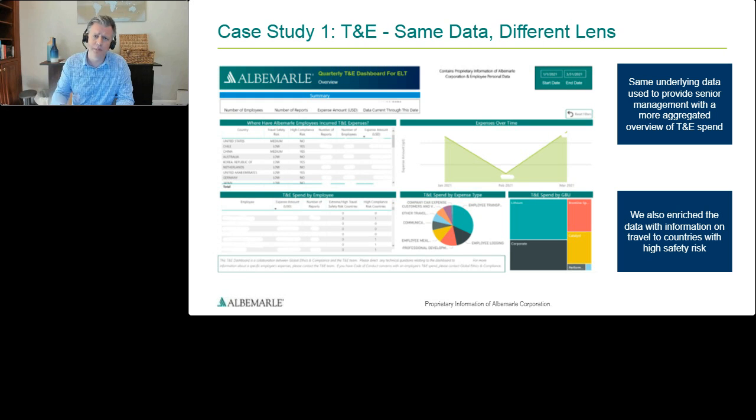But we also incorporated other risk metrics. And so aside from ethics and compliance risk, we also wanted to include health and safety risk into this. And so, based on real-time health and safety information organized by our security team, we incorporated that into this management dashboard to show how people are traveling to high-risk locations. What's the prevalence of that?